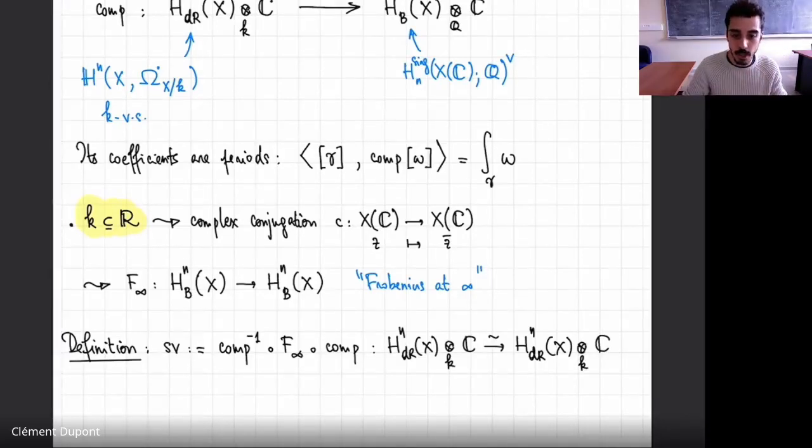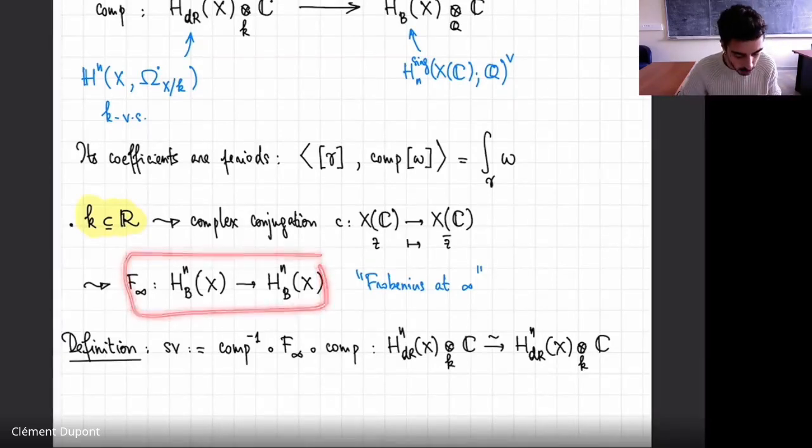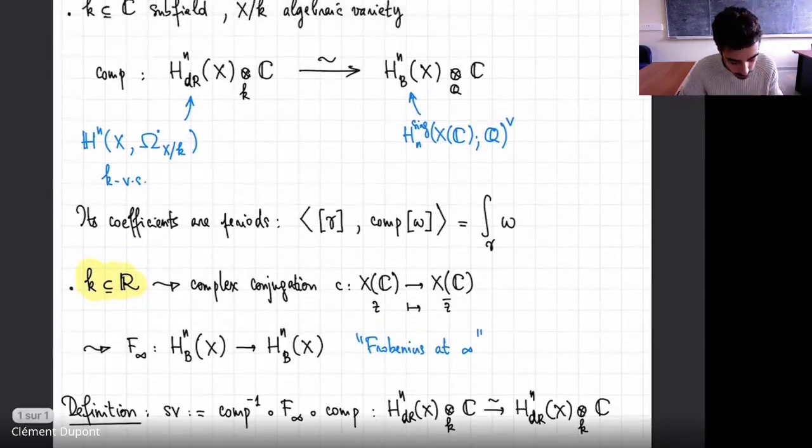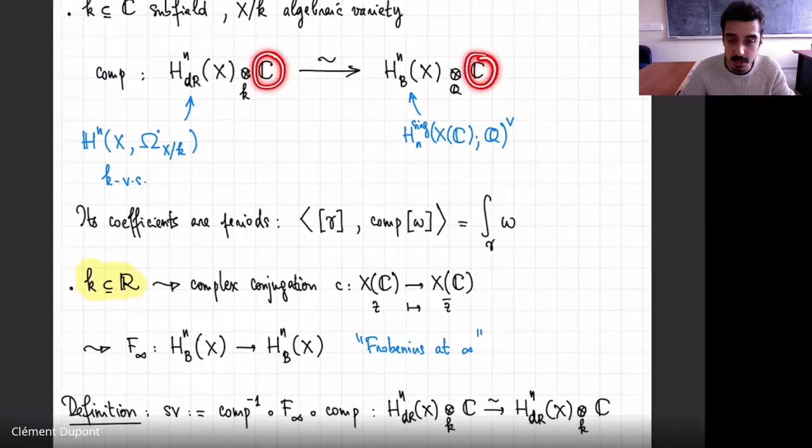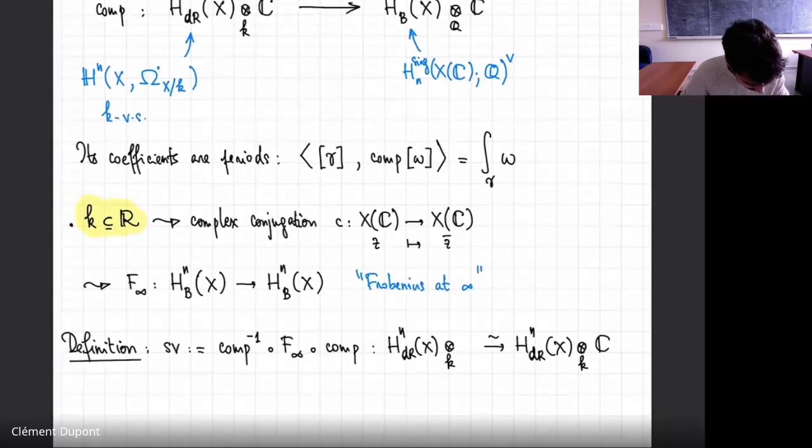And in fact, if you think about it, you can see a bit more. This Frobenius at infinity, since it comes from complex conjugation, it satisfies some compatibility with the comparison isomorphism and with complex conjugation of the coefficients here. And so, in fact, you can prove easily that this single-valued period map is actually defined over R. So I can replace C with R here. Okay. So this is called the single-valued period isomorphism.